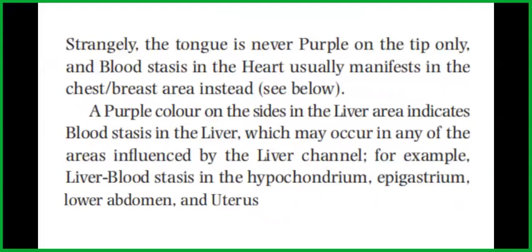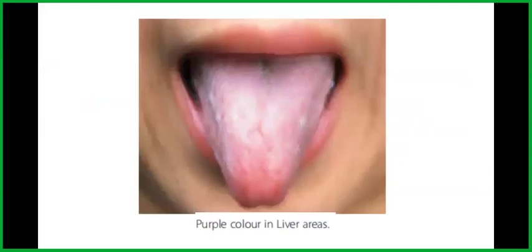A purple color on the sides in the liver area indicates blood stasis in the liver, which may occur in any of the areas influenced by the liver channel. For example, liver blood stasis in the hypochondrium, epigastrium, lower abdomen, and uterus.